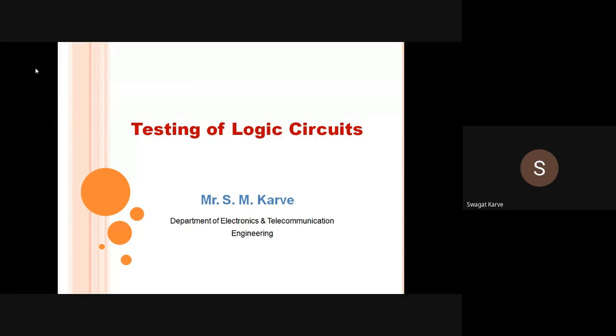Now, from today, we will start with the next unit, that is unit number 5, testing of logic circuits. Yesterday I made it clear that unit number 4, that is state machines, we are going to cover at the last. First we will cover unit number 5, testing of logic circuits. Then we will cover unit number 6, that is architecture of the commercial devices, and at the last we will discuss that unit, unit number 4, that is state machines, because that is a very easy unit.